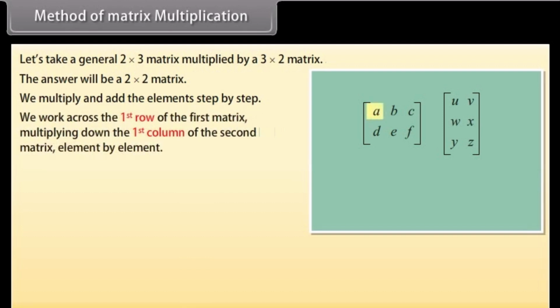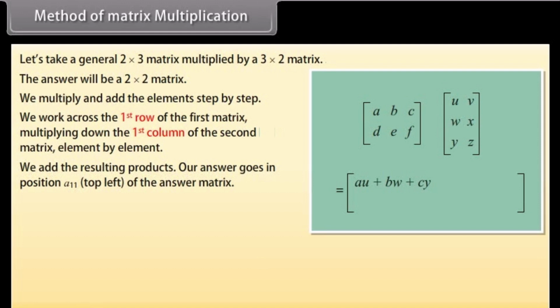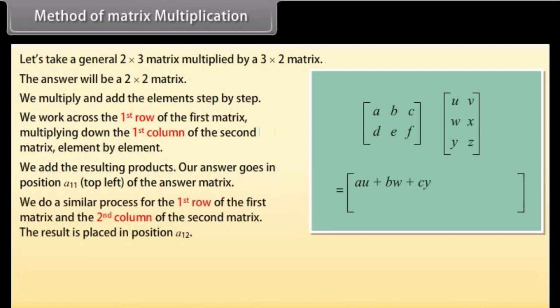We work across the first row of the first matrix, multiplying down the first column of the second matrix element by element. We add the resulting products. Our answer goes in position A11, that is the top left of the answer matrix. We do a similar process for the first row of the first matrix and the second column of the second matrix. The result is placed in position A12.